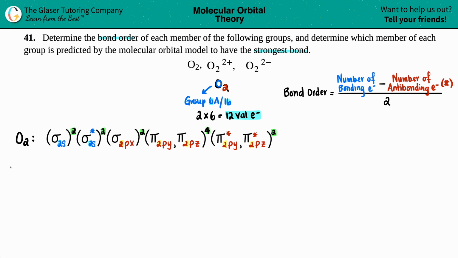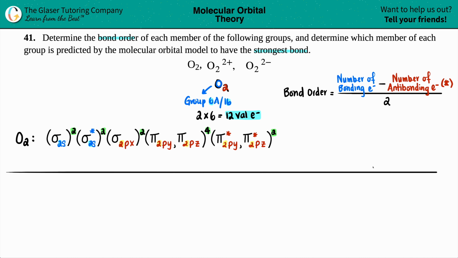So maybe what I'll do is I'll just put a line here because we're just going to do oxygen's bond order here. So I have my bond order, and maybe I could do it over here, right? Bond order equals something minus something divided by 2. Well, let's see what they are.